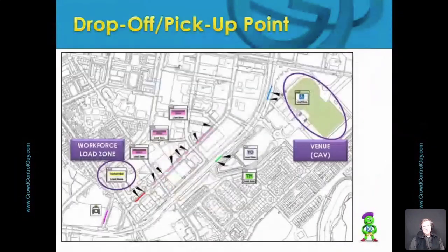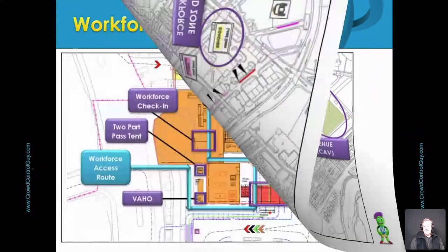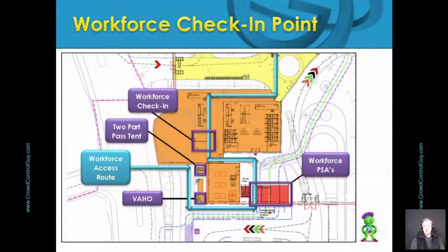Some of you will know this location. The buses for the security would turn up where the circle in the bottom left-hand corner is. I drew this diagram 9 times. Is that the best use of my time? I don't know. It was frustrating because at 4:30 in the morning, the buses with security didn't even stop there because the barriers weren't in place. And when they actually got to the venue, they're supposed to follow the blue line, but the two-part pass tent and the VAHO weren't even open, and neither was the workforce check-in. We spent hours preparing things that weren't used.